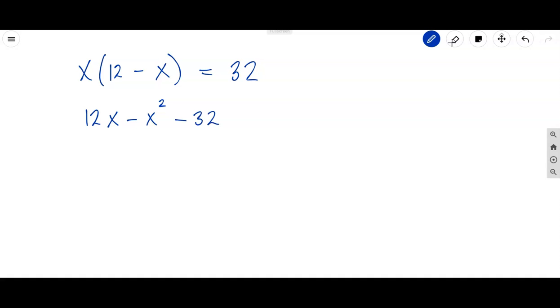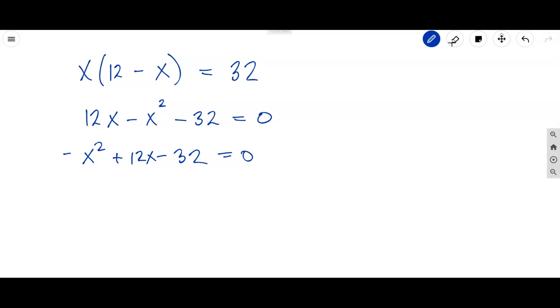For example, we have x times 12 minus x equal to 32. Before we equate that to 0, we have to distribute first the value of x using the distributive property of multiplication. So therefore we get 12x minus x squared, and then we move the 32 here, so that becomes negative 32 equal to 0. When we arrange that, negative x squared plus 12x minus 32 equal to 0.